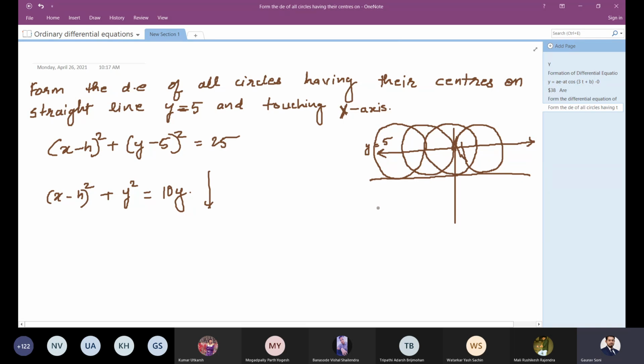Do you know the equation of a circle? What is the equation of a circle with center and radius? If the center of a circle is (a, b) and the radius is r, what will be the equation? What, sir? The equation of a circle when center is (a, b) and radius is r.